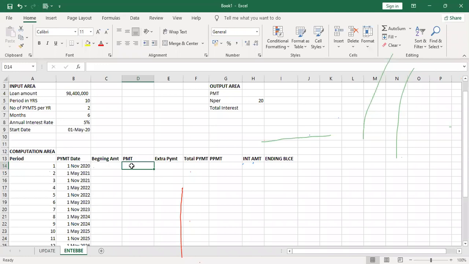So here we are going to use a formula. So click on PMT. At the top here, you have file, home, insert, page layout, formulas. You see the tab for formulas.